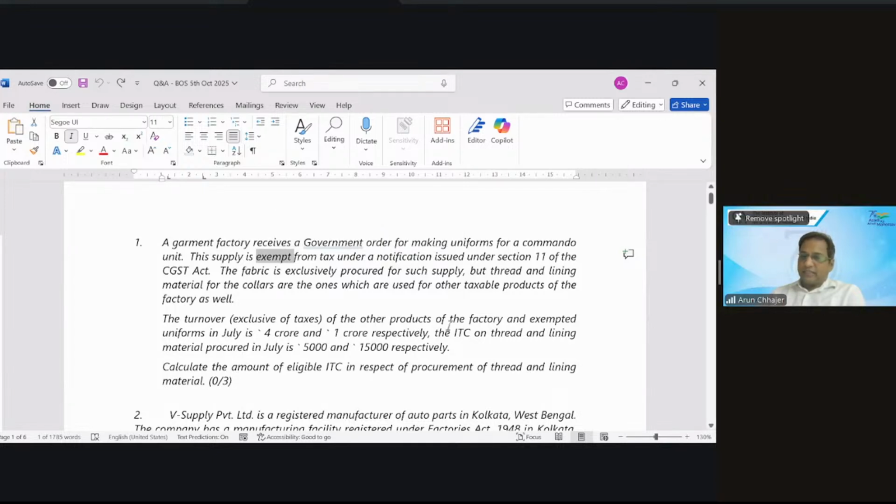Turnover of the other products of the factory and exempted uniform in July is 4 crore and 1 crore respectively. ITC on the thread and the lining material procured in July is 5,000 and 15,000 respectively. Calculate the amount of eligible ITC in respect of the procurement of the thread and lining material.